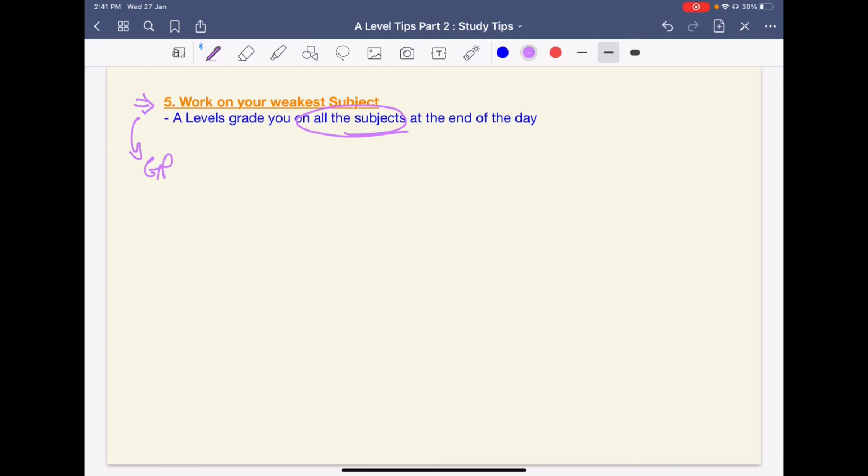But the thing about A levels is that it's not really looking out for masters in a few subjects, but it's mainly looking out for people who are above average in all the subjects.